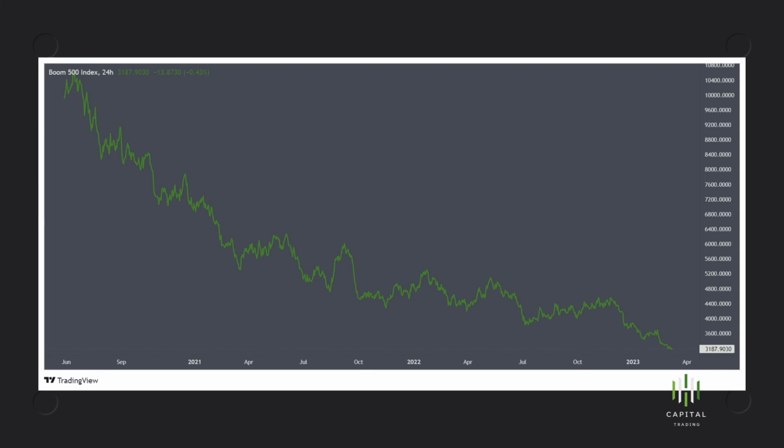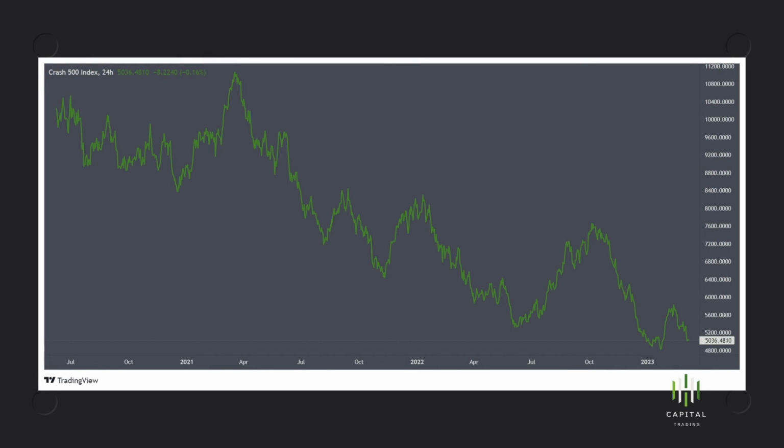Go open up the Boom 500 chart, identify old highs, identify old lows, identify trending markets, identify consolidations like these ones, identify consolidations like these ones too. So just do that. You stand a better chance of winning in the marketplace when you are aware of the higher time frame trend of an instrument, right? Now I'm going to jump to Crash 500.